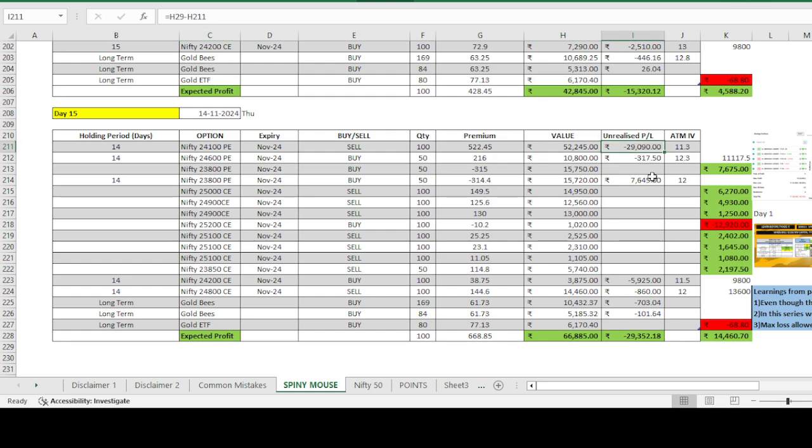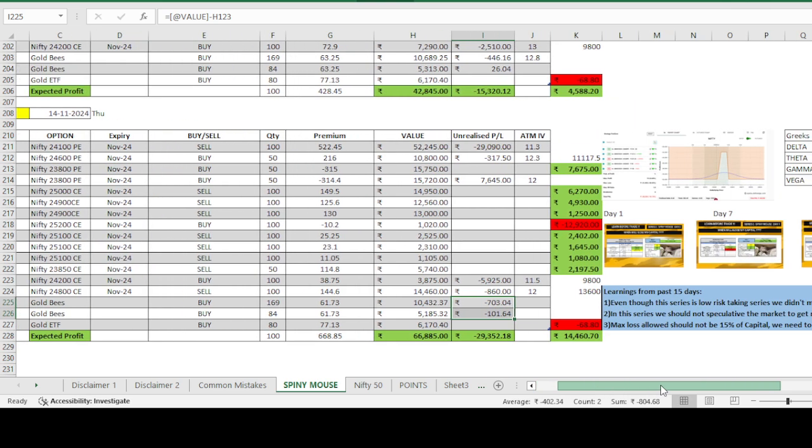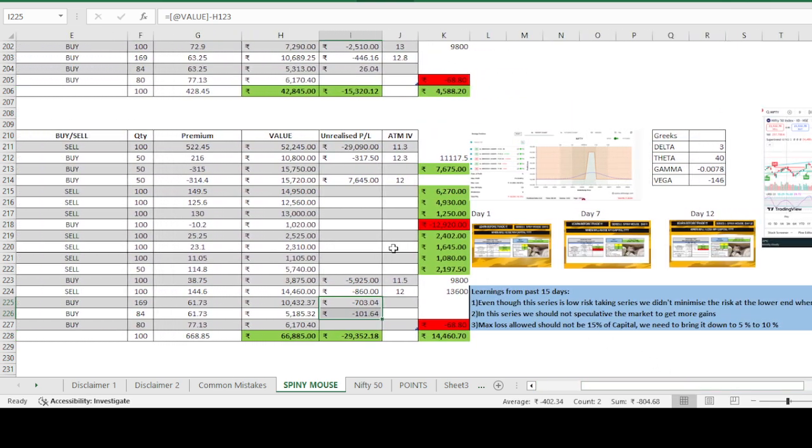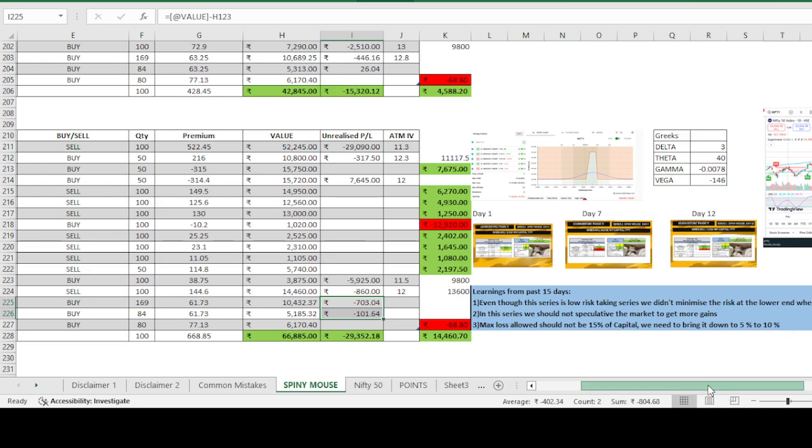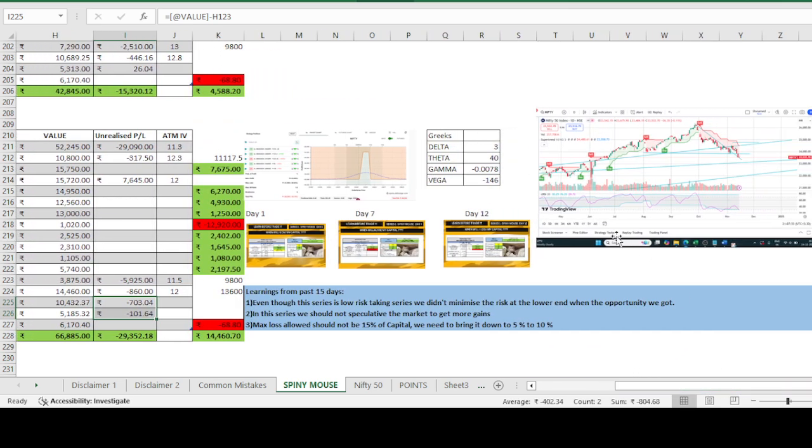You can see what happened. Now we are at minus 29,352. The gold alone is minus 800 rupees, it's down. So gold is no problem, we are holding it for a long time, and it's already at the peak, so we are not thinking much about that. But on the other positions, we may reduce the risk. So that's a mistake we made.